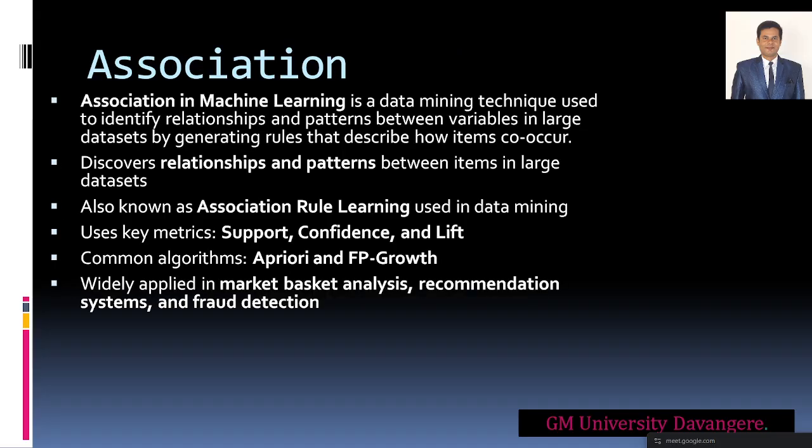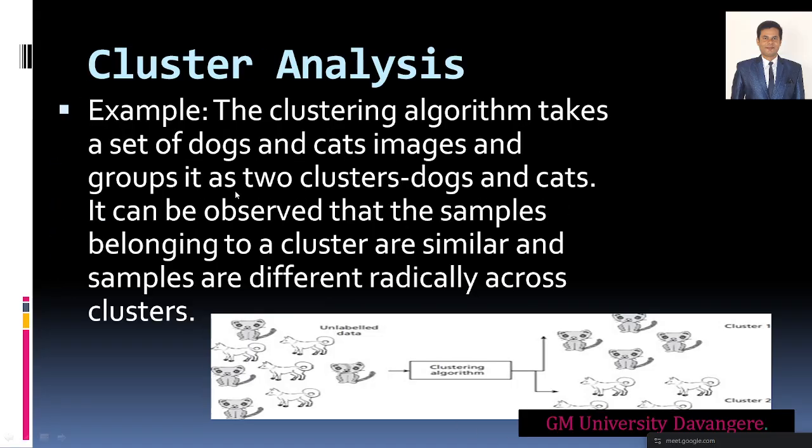So unsupervised learning, that is what I told you. The clustering algorithms take a set of dog and cat images and group them into two clusters, dogs and cats. You can observe that the samples belonging to a cluster are similar, and samples are different radically across the clusters. So that is what it has to do, make the grouping, because you are not given any kind of labels over here.